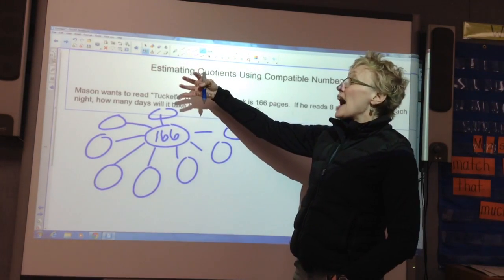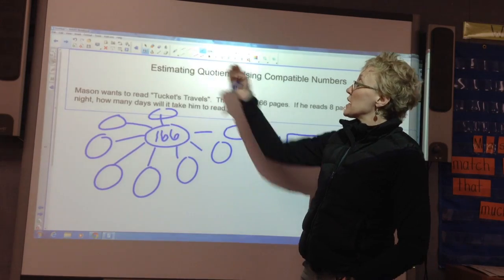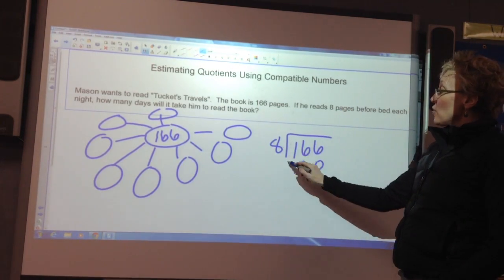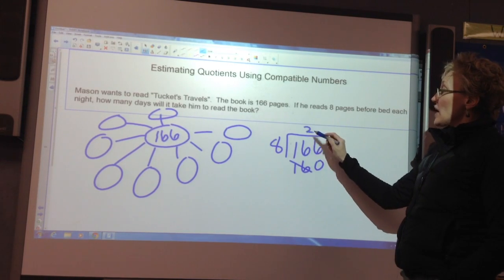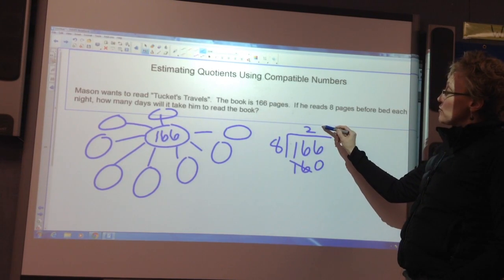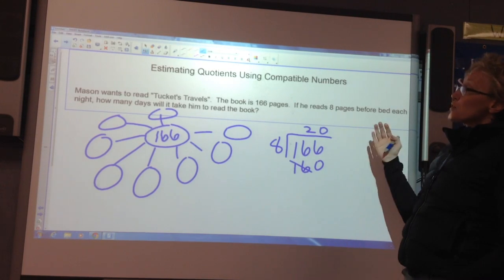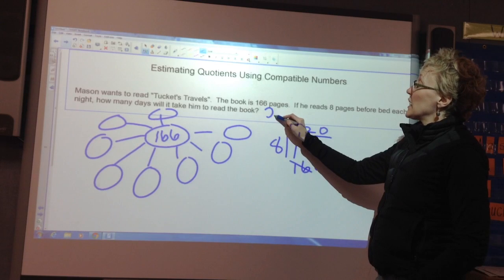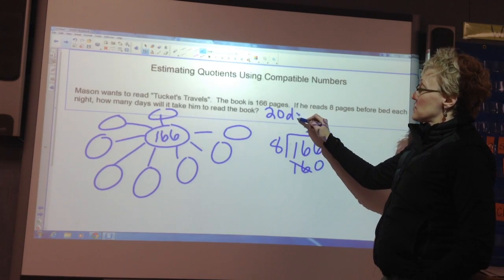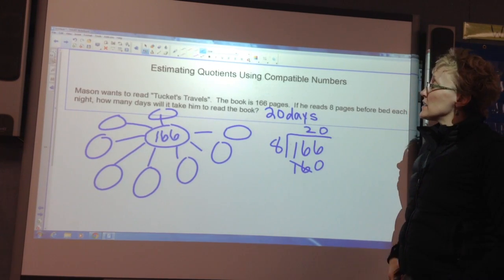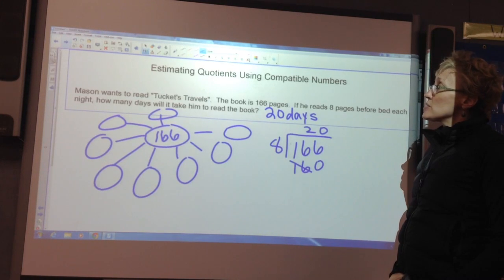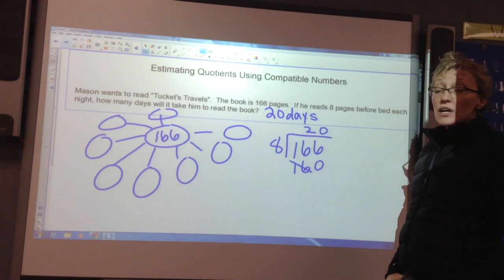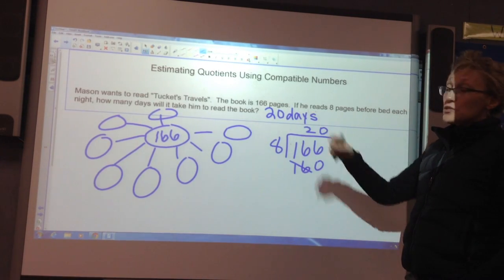I don't want to call it rounding necessarily, but I am changing this number to make it compatible with 8. 8 can go into 16 2 times. I have 1 0 left over, which I will bring on top. So if the question is, how many days will it take him to read the book? The answer will be 20 days. So that is a little background knowledge about using estimating along with division and compatible numbers to estimate quotients.